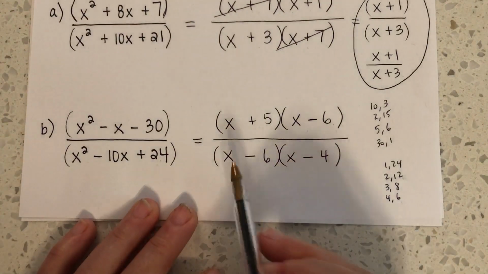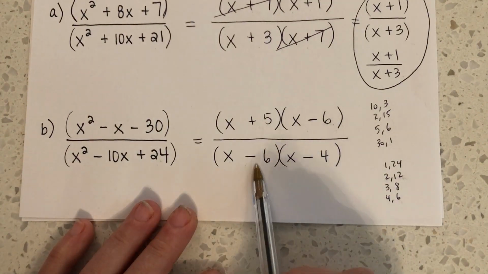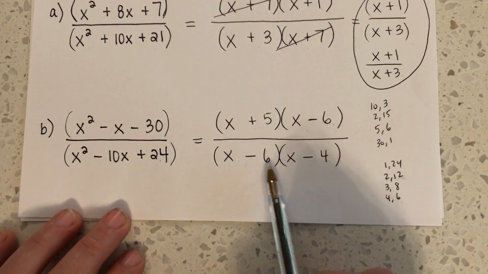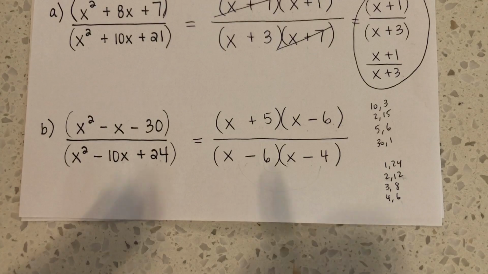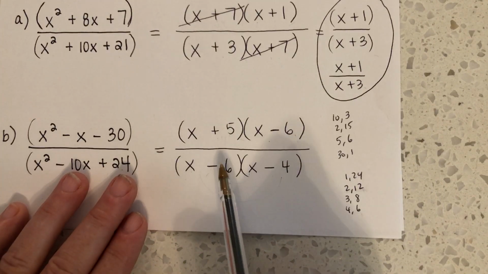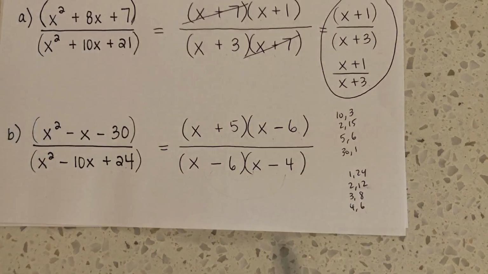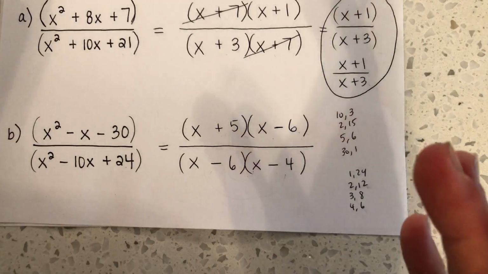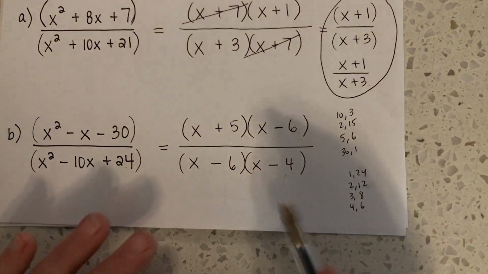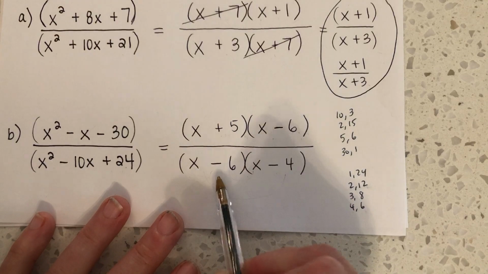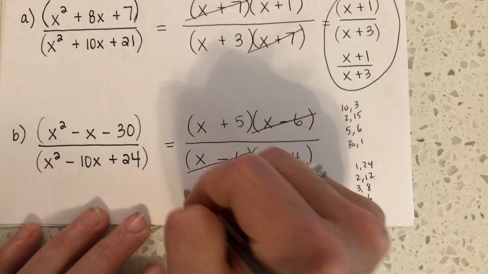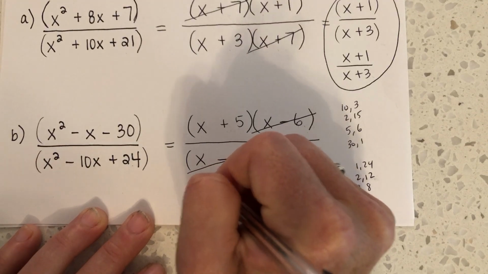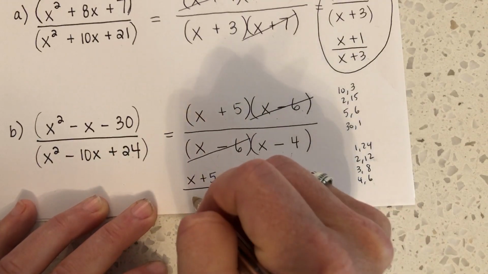All right, let's double check it. X times x gets me x squared. Negative 6 times negative 4 is 24. Negative 6x's and negative 4x's get me my negative 10x's. So now that I have all of these factors, pieces attached by multiplication, now I can cross off the same factor on top and bottom. So what happens to an x minus 6 and an x minus 6? They cancel. And I'm left with x plus 5 over x minus 4.